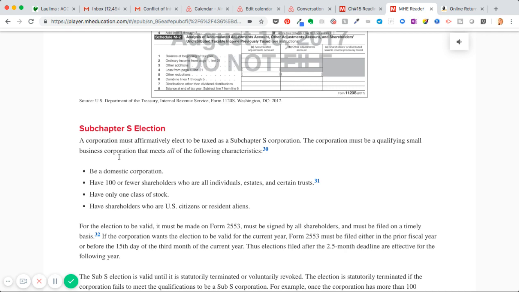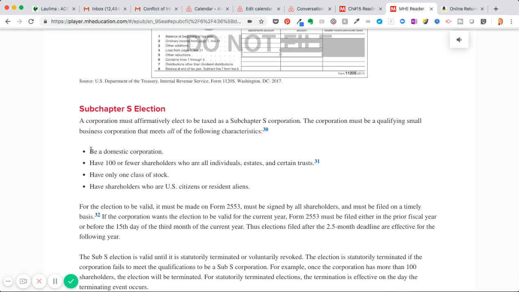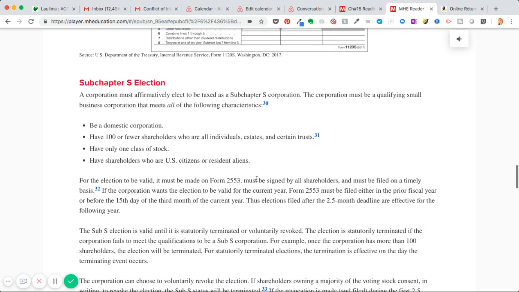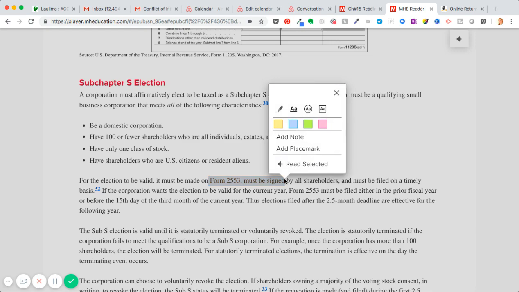Now, this is the subchapter S election, and these are the requirements for someone to be an S corp. They essentially must be a smaller business, a domestic company, with 100 or fewer shareholders, 1 class of stock, and they must have shareholders who are U.S. citizens or resident aliens. They can't have a foreign shareholder as part of their business. And they use Form 2553 to make this election. Remember, this is not a legal type of business. It's just an election.